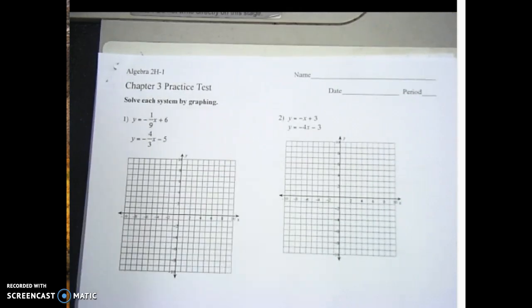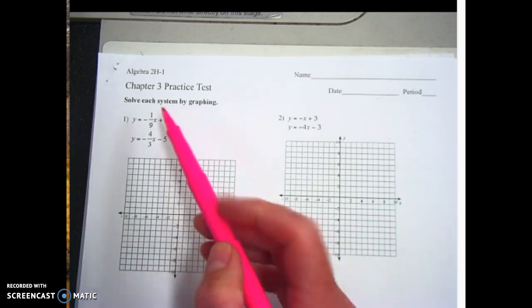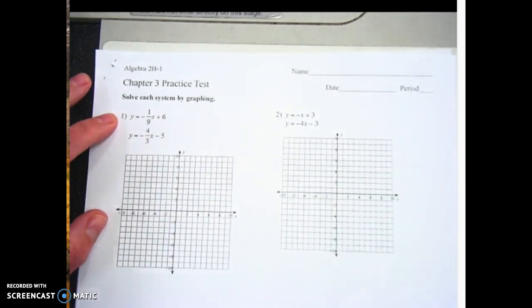So today we're looking at page 1 of the Chapter 3 practice test for Algebra 2. The first two problems say to solve each system by graphing. So these are each two lines, and you're going to graph them and see where they intersect.